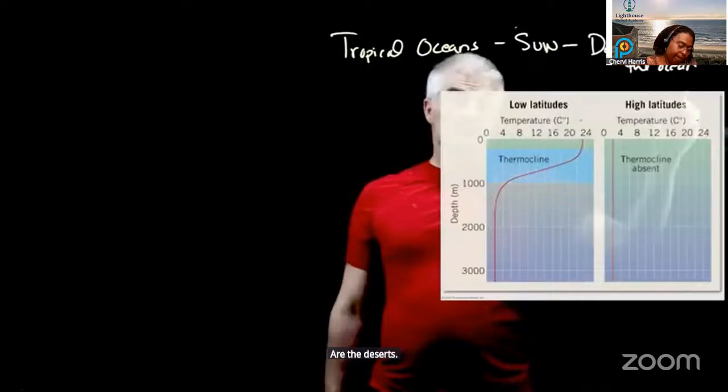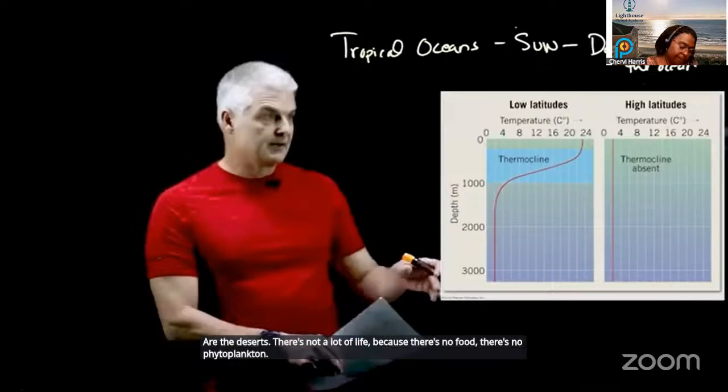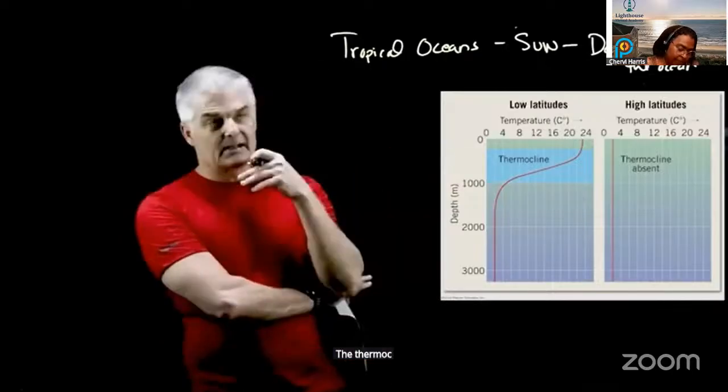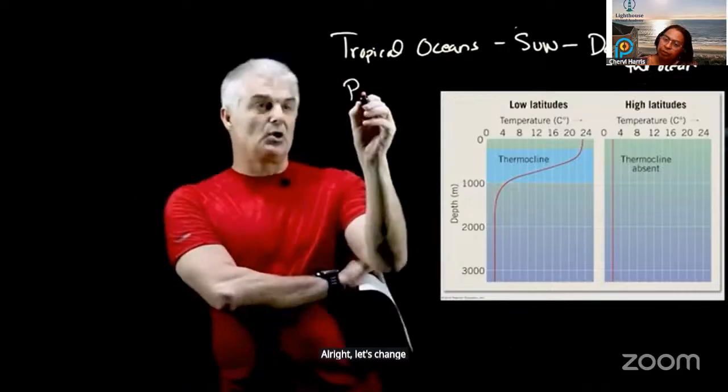There's not a lot of life because there's no food. There's no phytoplankton. The thermocline is so strong that it doesn't allow mixing to happen. All right, let's change gears. Let's look at the polar oceans.